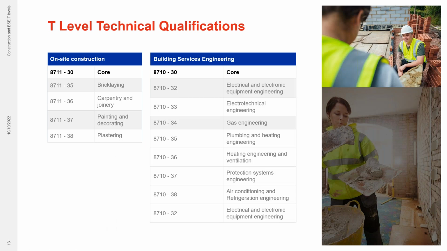Thanks, Paul. So just to mention on registration, the registration window does open quite early and close quite early. Learners need to be registered on the core first. Let's say for building services, this would be the 8710-30 on the right of the slide, or from construction, 8711-30 on the left of the slide there. And not until you've registered on the core can you then register on the occupational specialism.